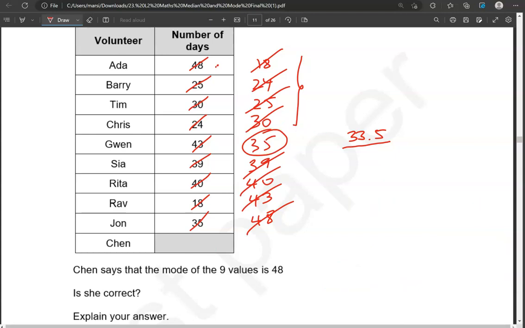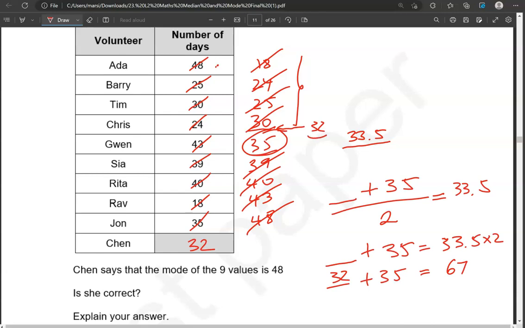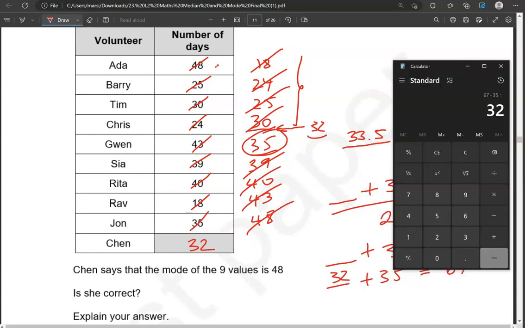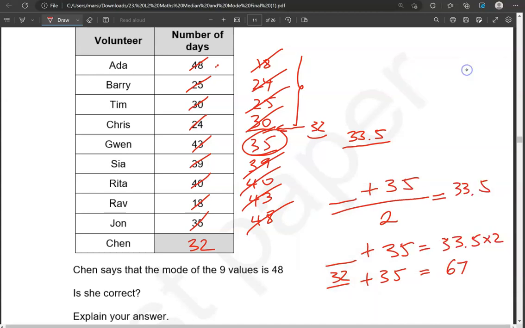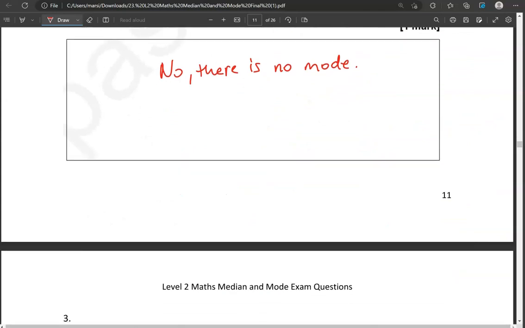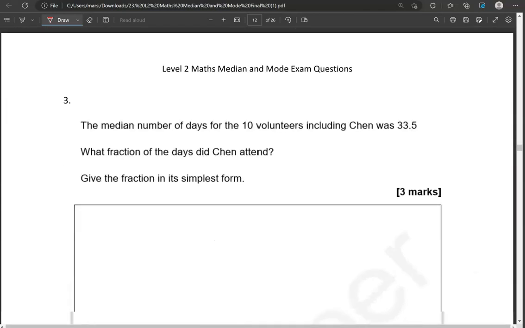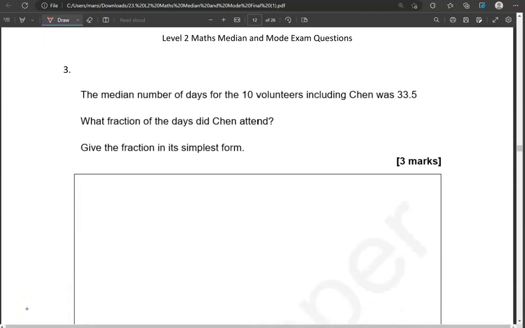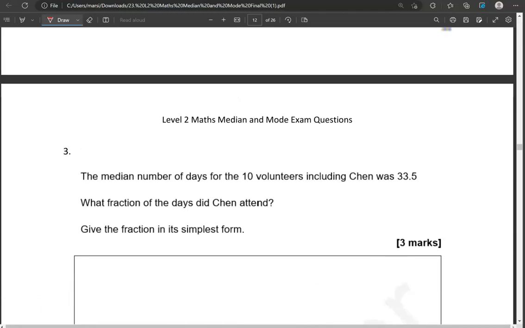So let's double check. 32 and 35 gives us 67. Divided by 2 gives us 33.5, which is the median. But the question is, what fraction of the days did Chen attend? Give the fraction in its simplest form.